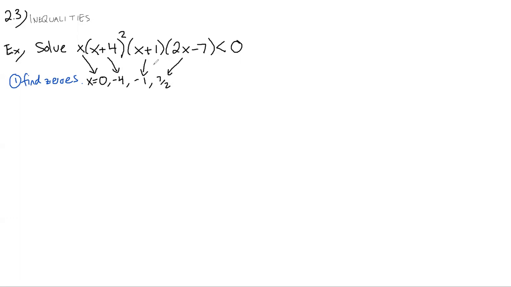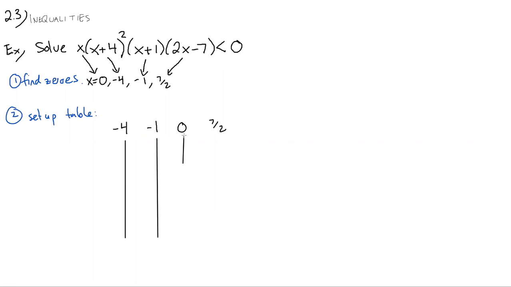And so step 2, we're going to set up our table. That is going to require us to write those numbers in increasing order. So negative 4 is the least. Then I'll have negative 1, 0, and 7 over 2. And I'm going to set up my lines. Now remember that those numbers are going to go atop of these lines. They're not the column separators. They're just going to go above these lines.